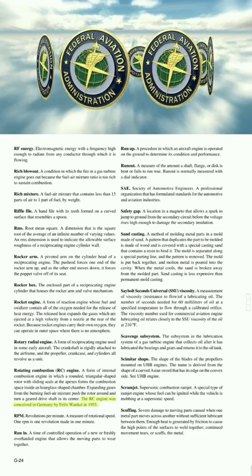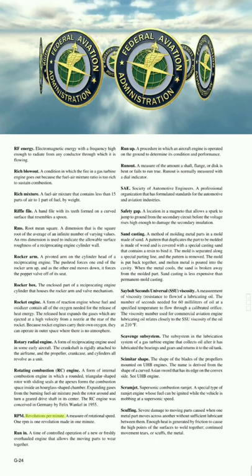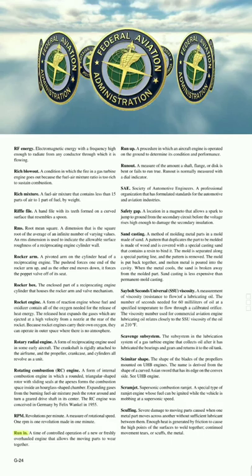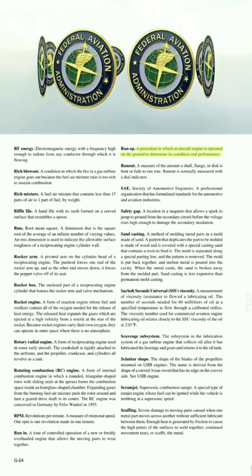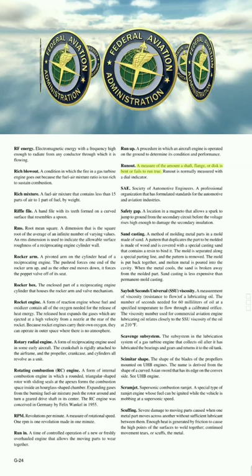RPM. Revolutions per minute. A measure of rotational speed. 1 RPM is 1 revolution made in 1 minute. Run-in. A time of controlled operation of a new or freshly overhauled engine that allows the moving parts to wear together. Run-up. A procedure in which an aircraft engine is operated on the ground to determine its condition and performance. Run-out. A measure of the amount a shaft, flange, or disc fails to run true. Run-out is normally measured with a dial indicator.